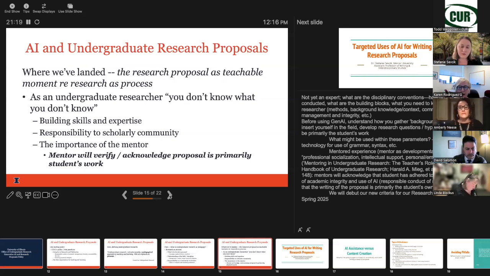We're now writing up the qualifications for our research support grant for the spring. We're going to lay out what it means to be an undergraduate researcher and what your responsibility is, and then specifically include the mentor in the process, where they will have had to read the students' final copy that they submit. They're going to verify that it's primarily the student's work. So that's where we are, and we will have this up on our website by January.